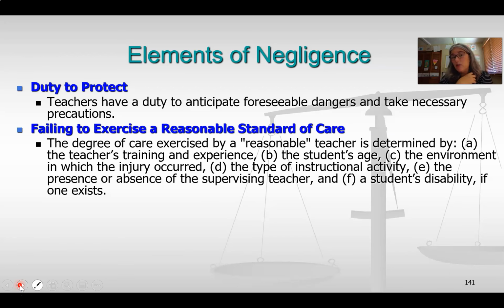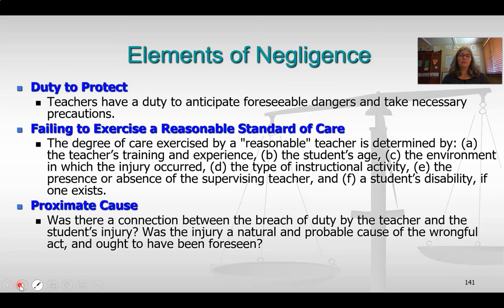Failing to exercise a reasonable standard of care. So the degree to which you are considered to have a reasonable standard of care is looking at things like the amount of training and experience you have. Schools should give you certain things like first aid and CPR training. The age of the students. If I'm working with 6-year-olds, I need to be a bit more cautious than if I'm working with 16-year-olds. The environment in which the injury occurred. Did it occur in your classroom or out at the field at recess? The type of activity going on. The presence or absence of the supervising teacher. So was the teacher even present? Because he or she should have been present. And lastly, whether or not the student has a disability.